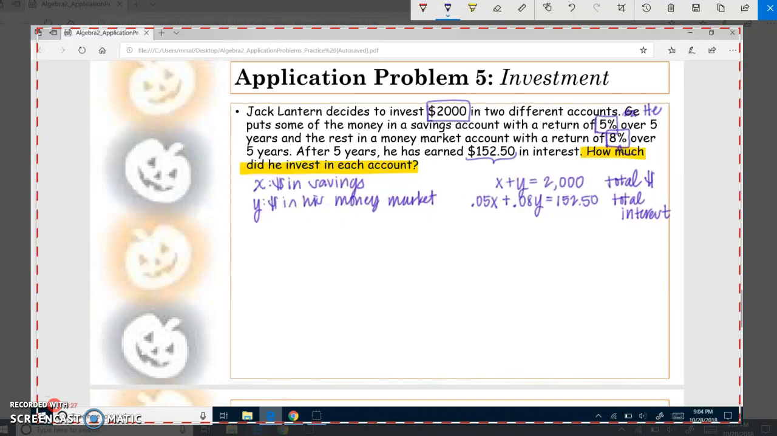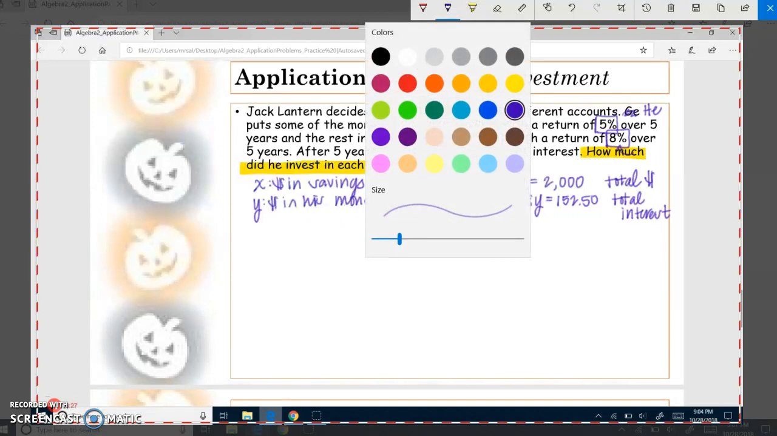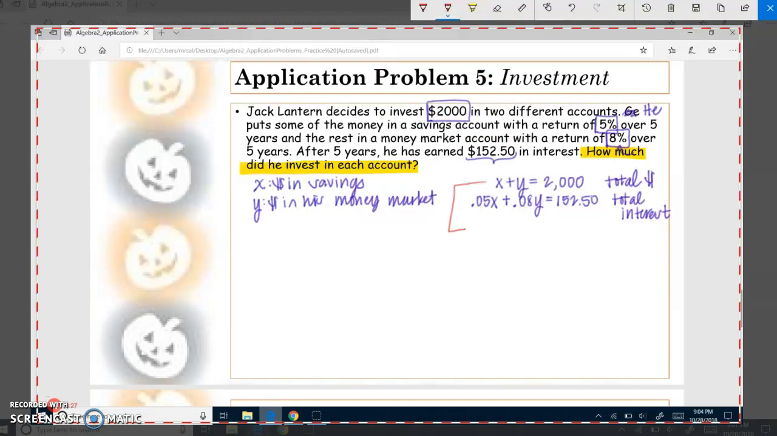So if we look at this system of equations, we need to get x or y by itself, and then we need to plug it back in to solve for the remaining variable. My recommendation here, because we have so many different decimals going on, is to use substitution so you don't have to try to multiply by weird decimals. So let's go ahead and get y by itself from this top equation. y is going to be equal to 2,000 minus x. And so we're just going to plug that in for that y right there.